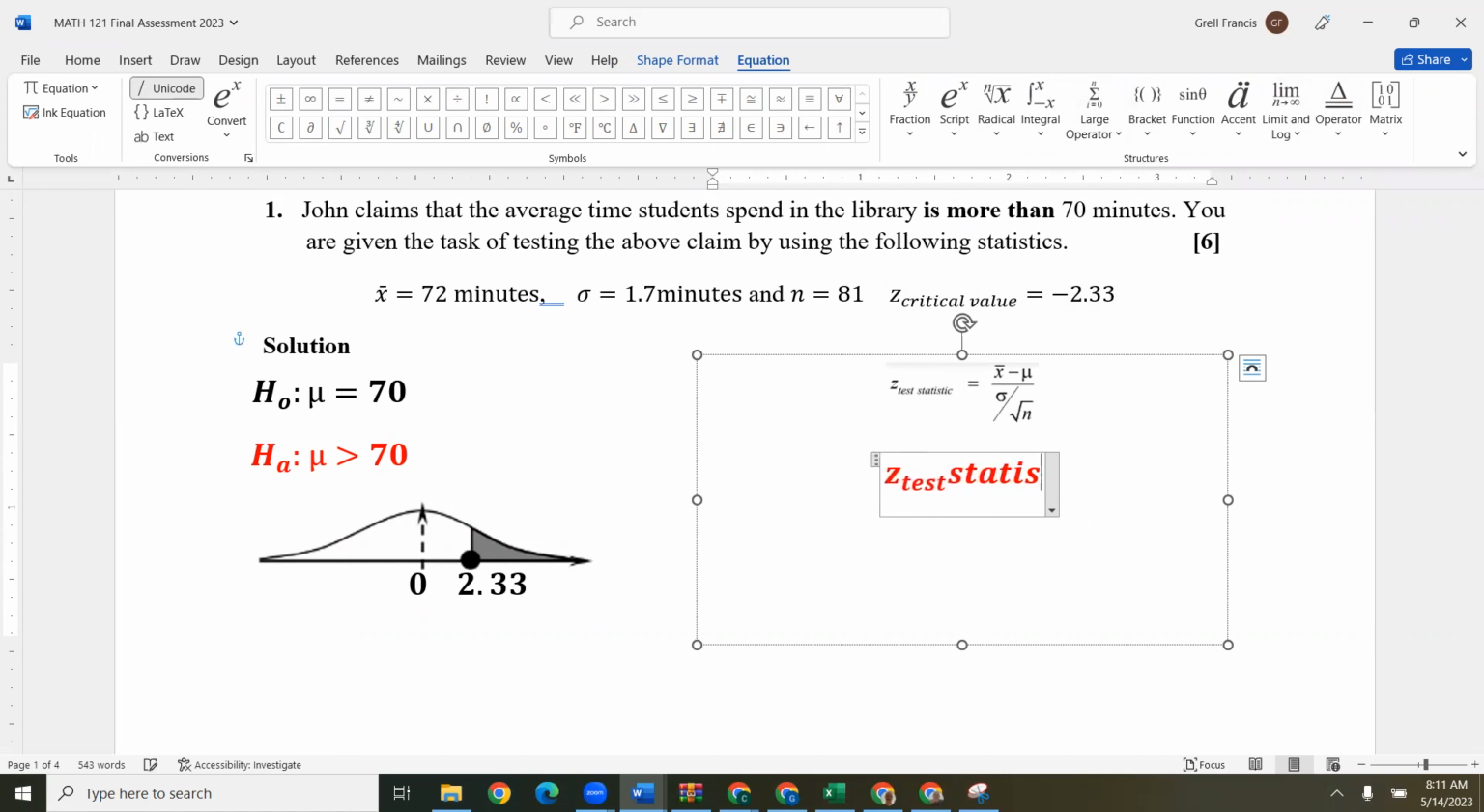So the z-test statistic is equal to the sample mean x bar, which is 72, subtract the population mean, which is 70, it's in the hypothesis, divided by the standard deviation 1.7, which is in turn divided by the square root of the sample size, the square root of 81.